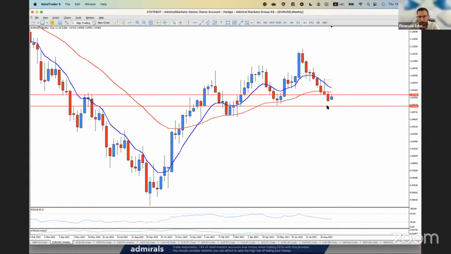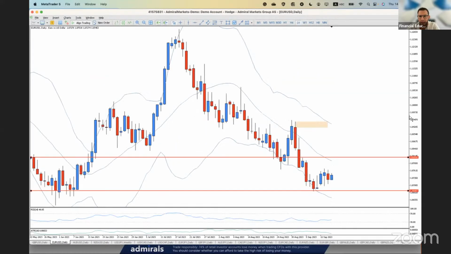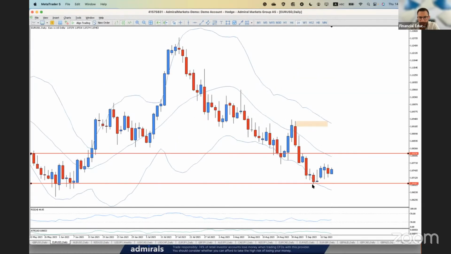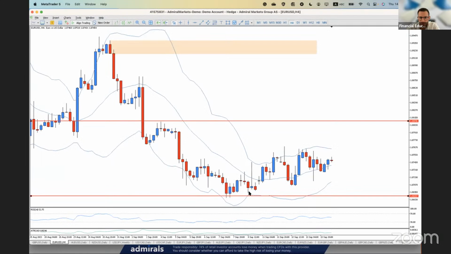Next one is the euro against the US dollar. Price makes lower highs, lower lows. It's in a free fall. Here are the boundaries we identified: previous week's high, previous week's low. On the daily chart, price reacted last week and didn't close below. So this week it didn't break below and close on the daily chart. A bit of consolidation here on the 4-hour though.